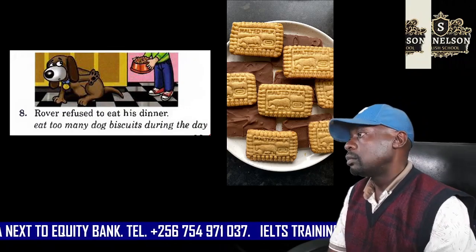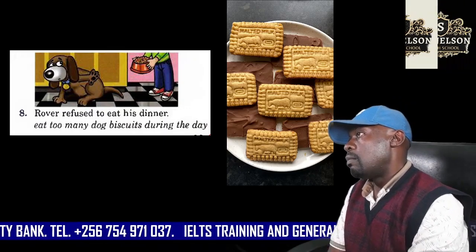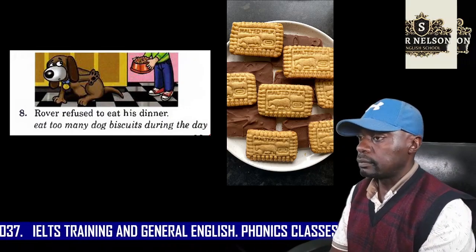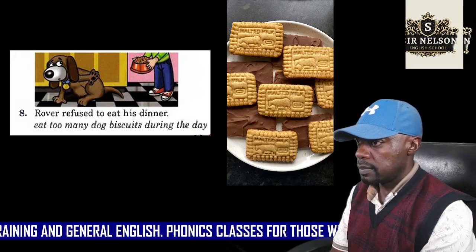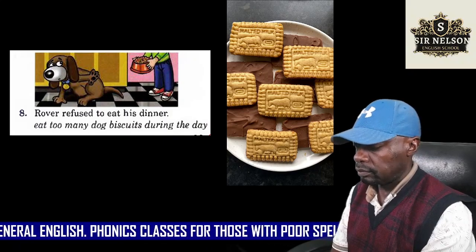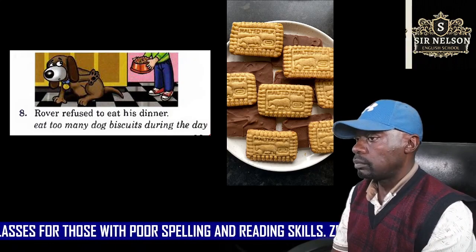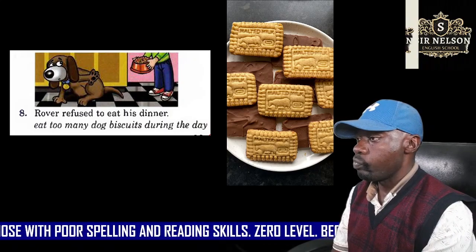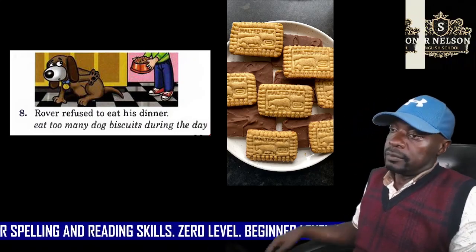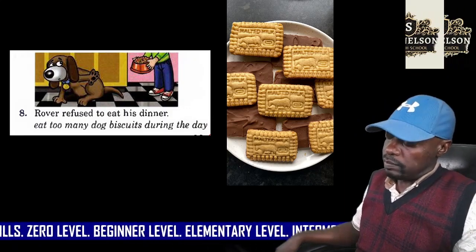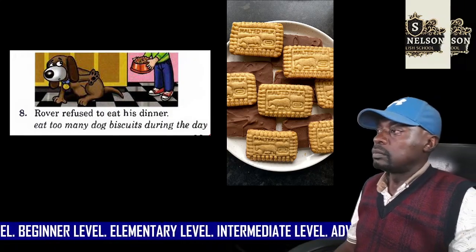8. Rover refused to eat his dinner. I'm really surprised to hear that. He never refuses to eat his dinner. I know. He must have eaten too many dog biscuits during the day. You're probably right.